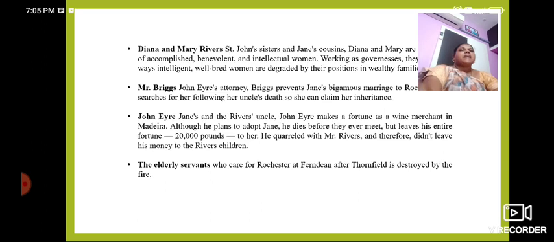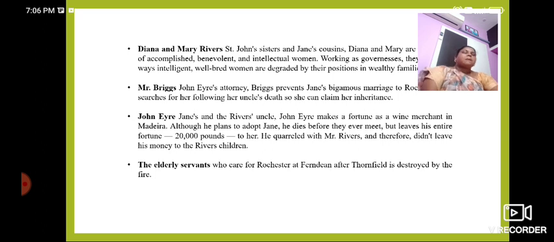The next character is Diana and Mary Rivers, St. John's sisters and Jane's cousins. Diana and Mary are exemplars of accomplished, benevolent, and intellectual women. Working as governesses, they show the way intelligent, well-bred women are degraded by their position in wealthy families.